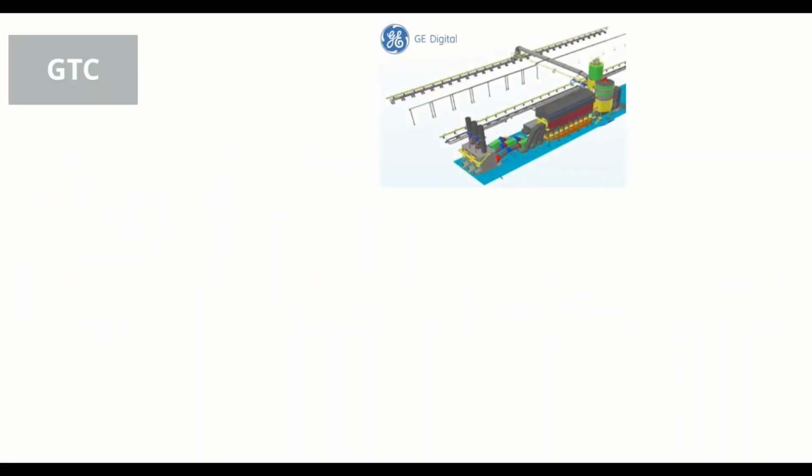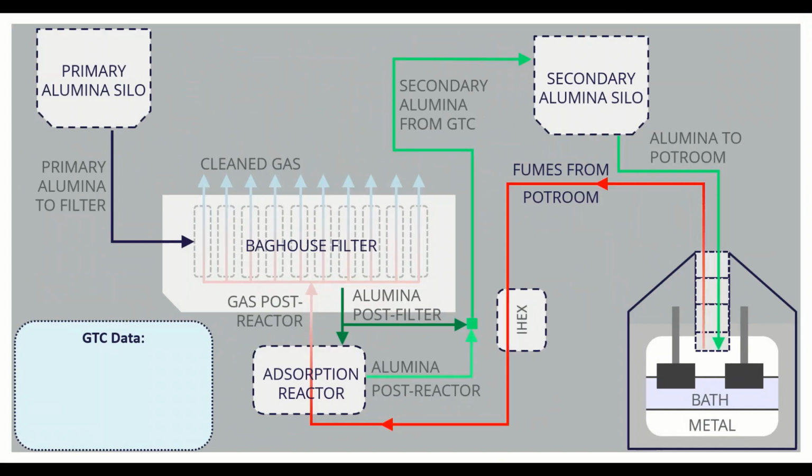The gas treatment center, also known as the GTC, is the focus process of this case. The GTC is delivered by GE and has two main purposes. The first purpose is to clean the fumes produced by the aluminum electrolysis process of toxic components, primarily hydrogen fluoride, also known as HF. This ensures that the emissions from the aluminum production plant are not harmful to the environment.